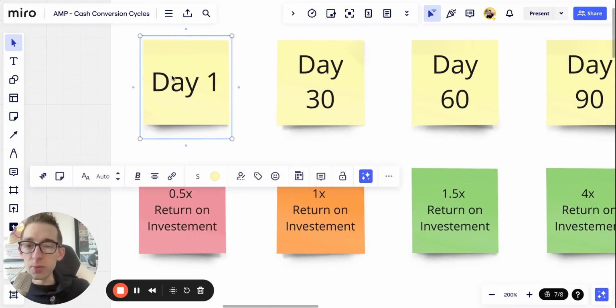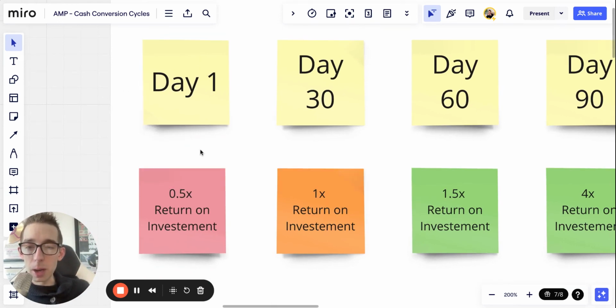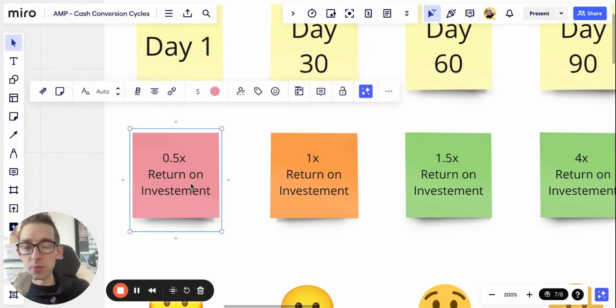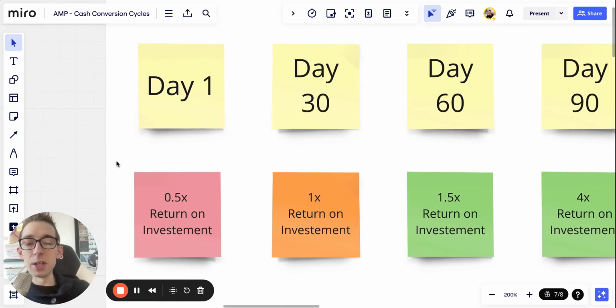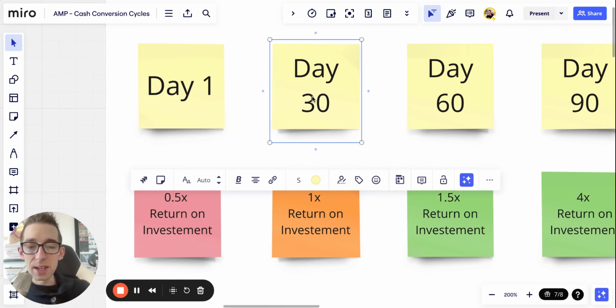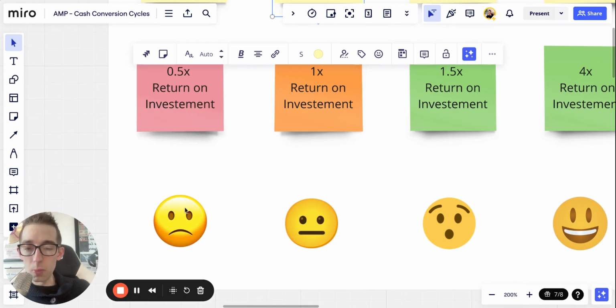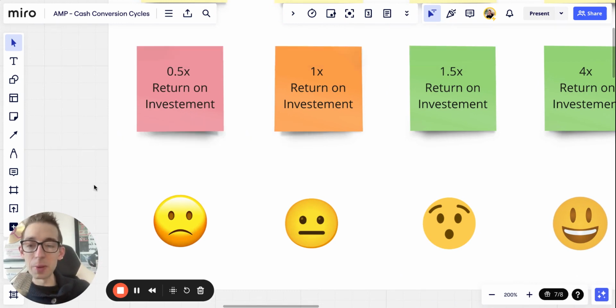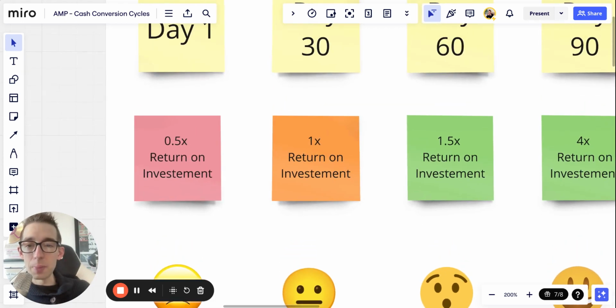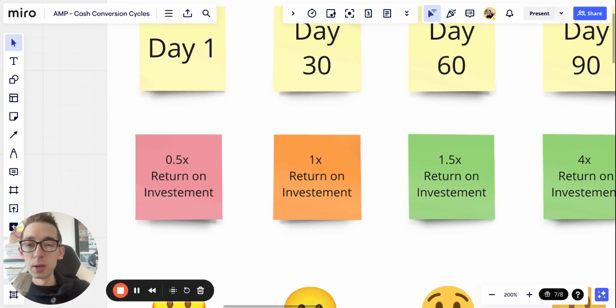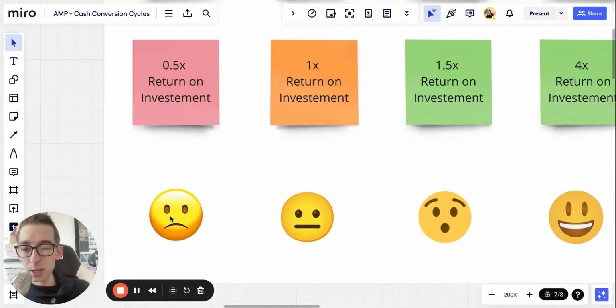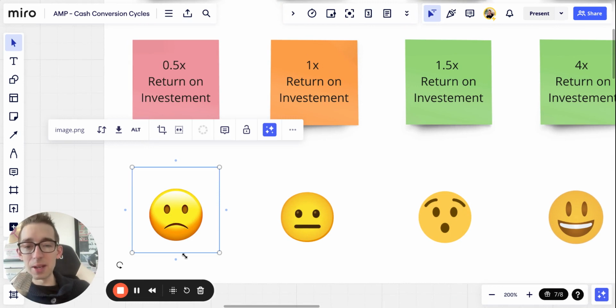So if we look at this example, on day one, you might put $1 in and then you get 50 cents back. So at that point, you've got a 0.5 return on your investment. So you're actually losing money on day one. On day one, we're pretty sad. We're not happy about it. And what happens is most people who are starting out, they do this on day one and they go, I'm spending $1 and I'm only getting 50 cents back. And then they just give up. So they don't even get past this stage.